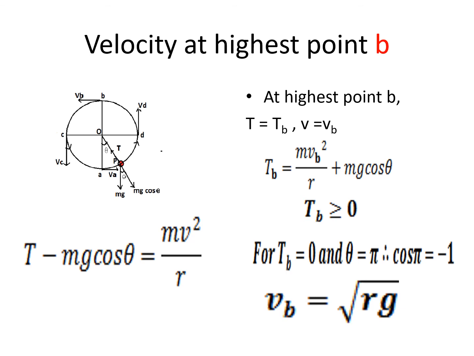Cos pi will take the value as -1, and so the tension that will be observed by the string at point B as TB will be equal to mv square upon r minus mg cos theta. As TB is equal to 0, mv square upon r is equal to mg cos theta. m gets cancelled on both the sides and we get the velocity at point B equal to under root of rg.